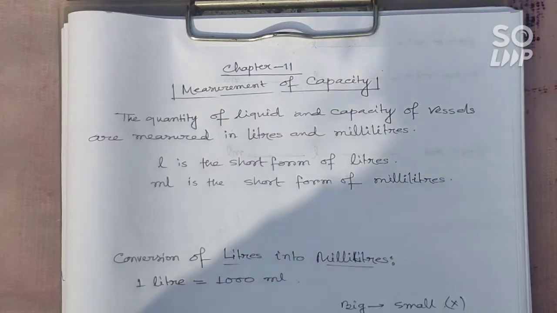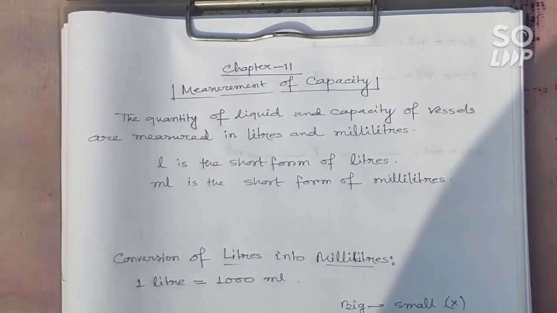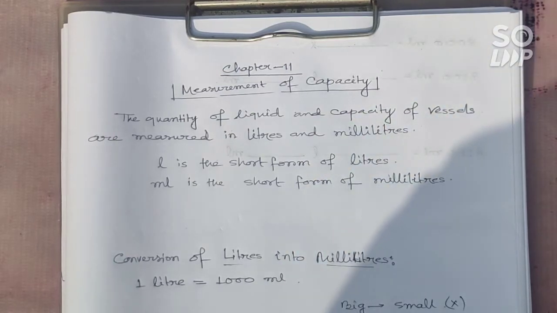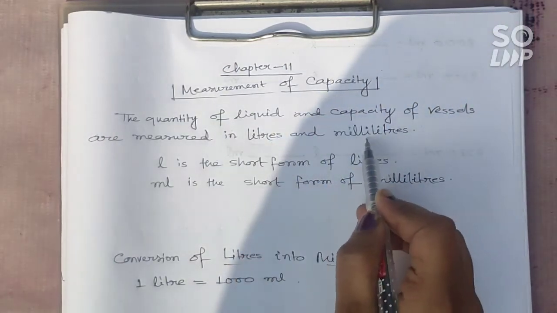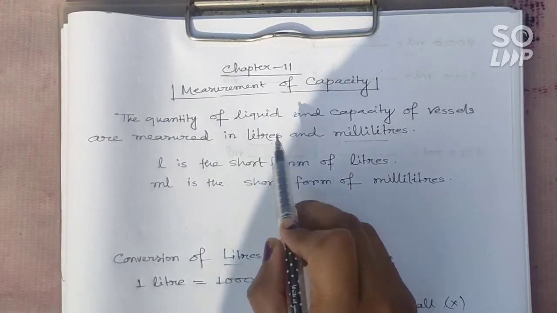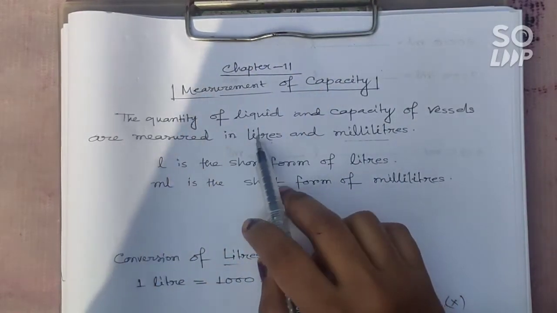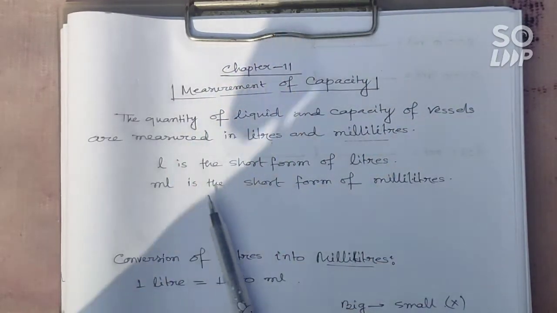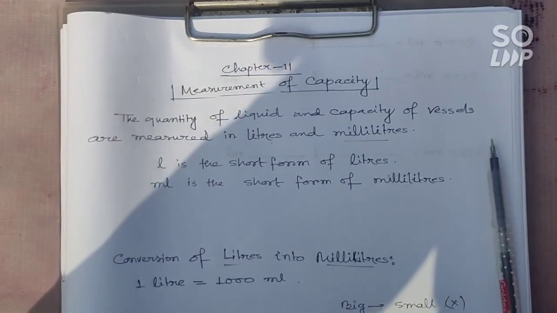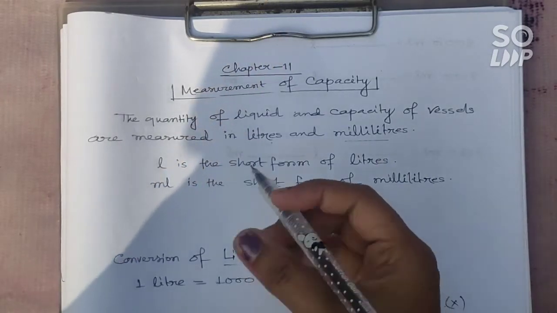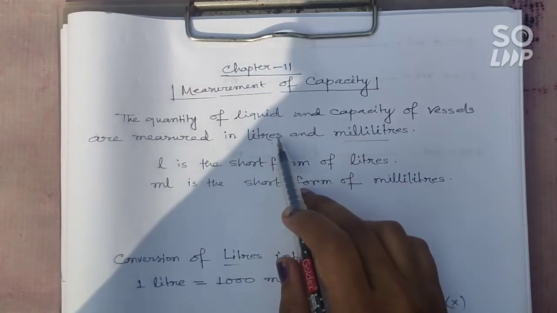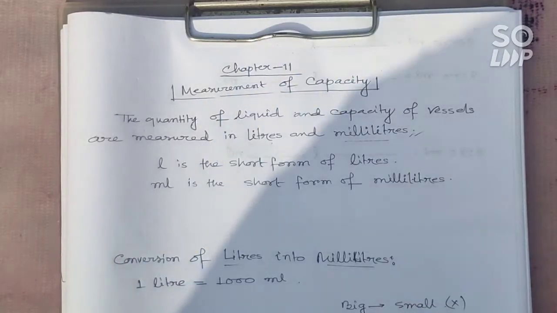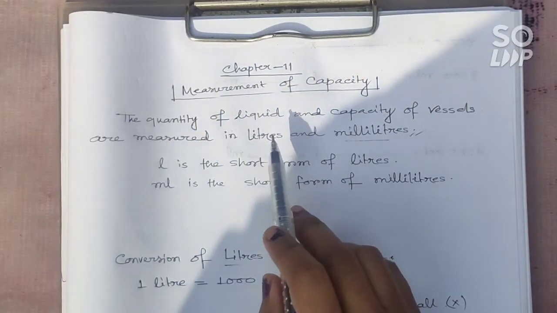So the quantity of liquid and capacity of any vessels are measured in liters and milliliters units. So these are the units of capacity: liters and milliliters. Remember this, okay? And there are two short forms of these two units.